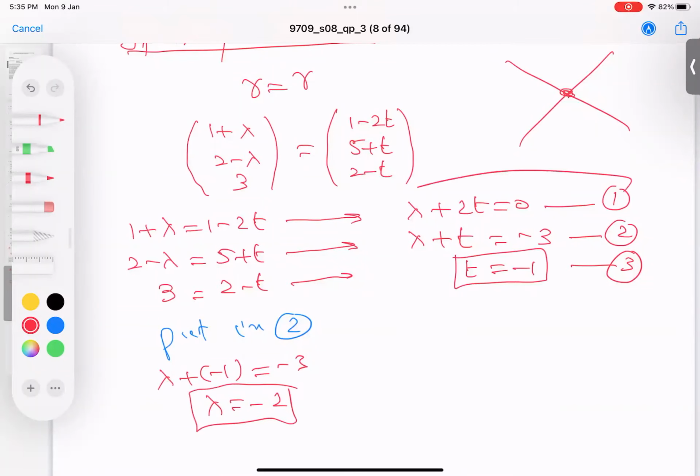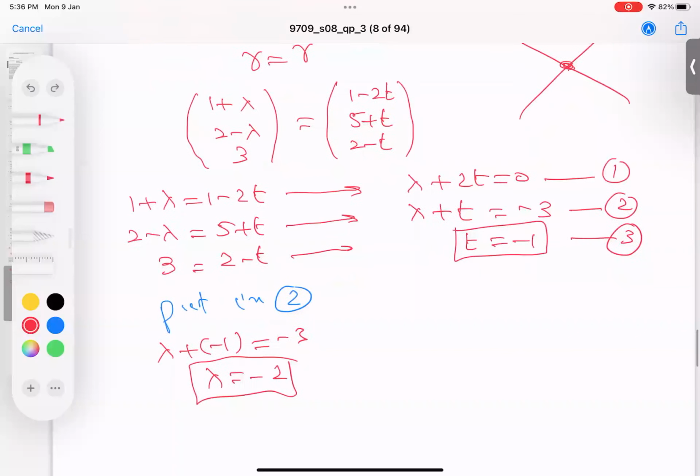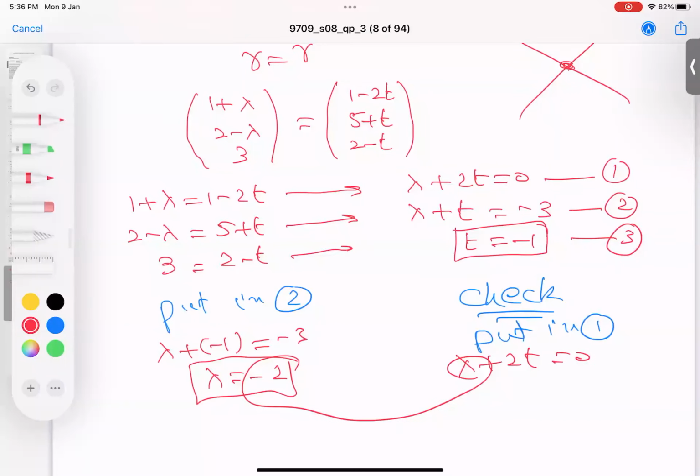But I did not touch equation number 1. Now I'm saying for checking purposes. It's called check. So I will put all these values in equation number 1. If left and right sides match, for example, what is the equation? This one given by him, lambda will come here and t will come here. And let's see what answer turns out to be.